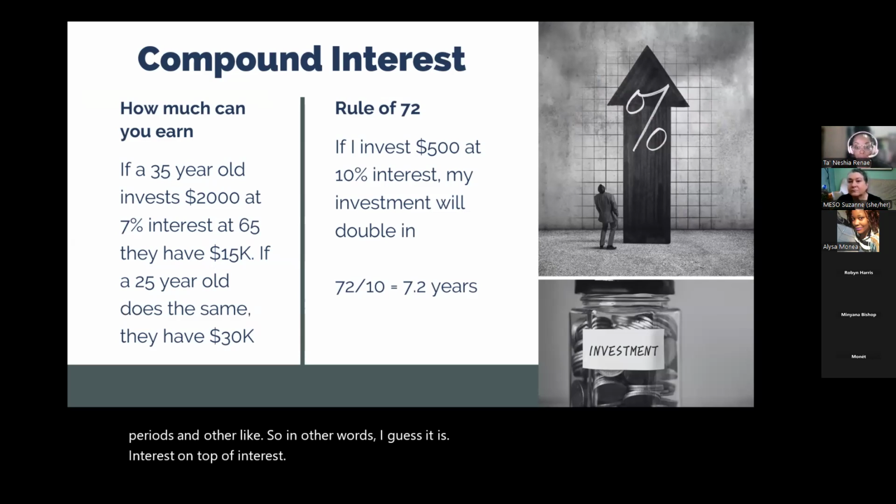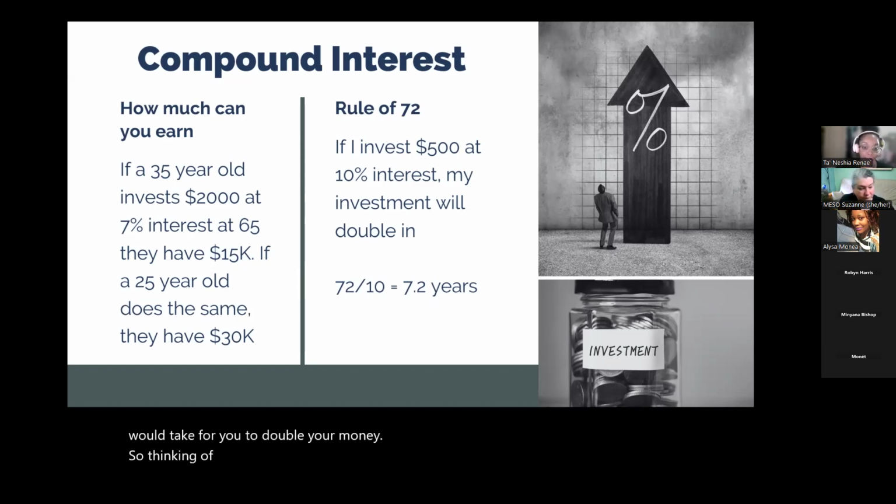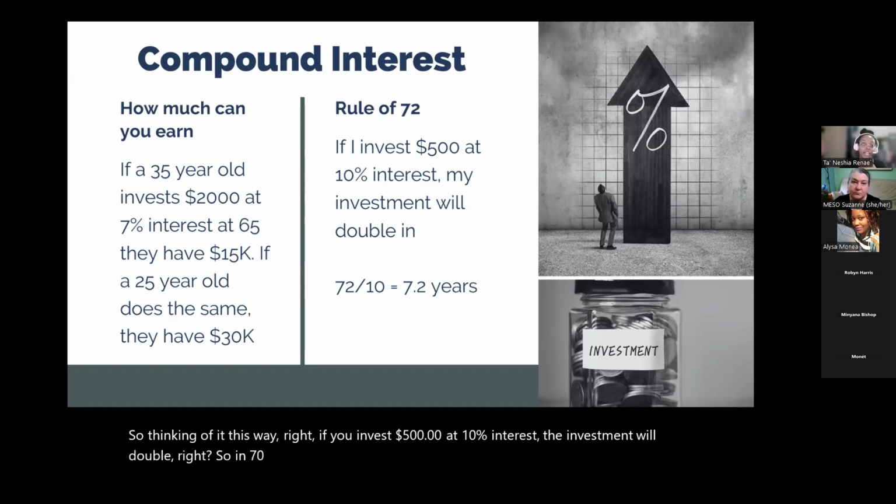So the rule of 72 is an easy way to calculate approximately how long it would take for you to double your money. So thinking of it this way, right? If you invest $500 at 10% interest, the investment will double. So 72 divided by 10 would be 7.2 years for that to double. Is anybody familiar with the rule of 72?